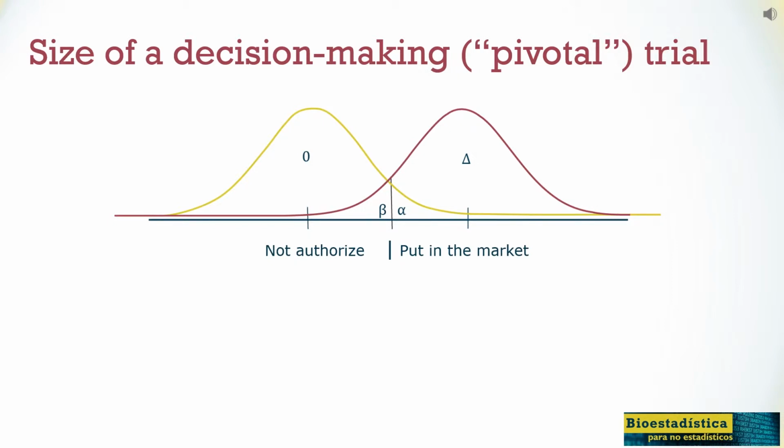Controlling two possible errors: 1. Approving an intervention with zero efficacy, and 2. Not approving an intervention with some desired delta efficacy.